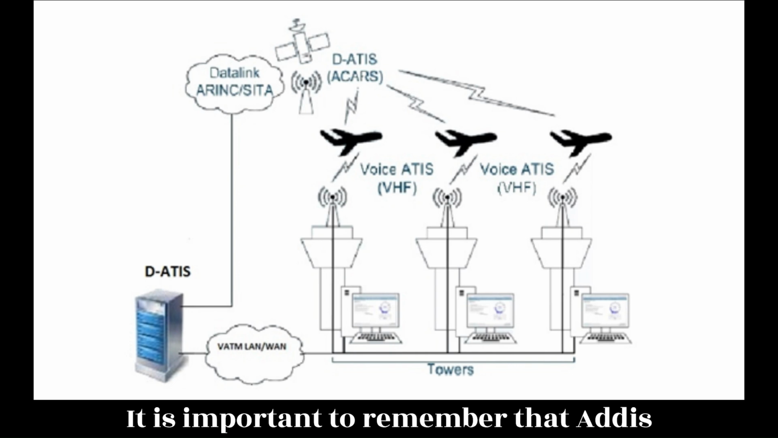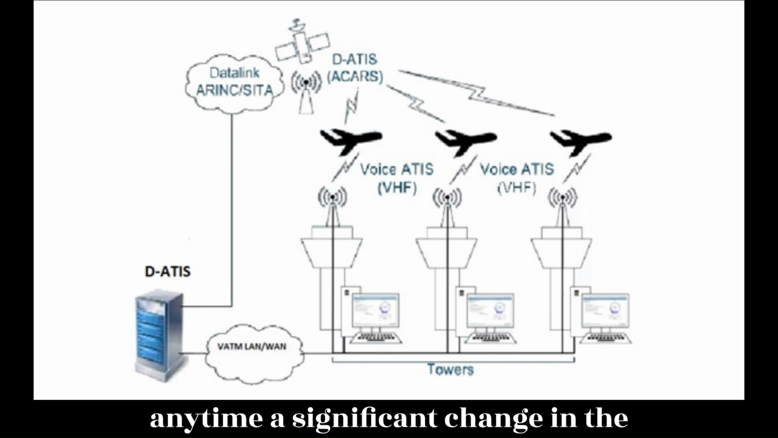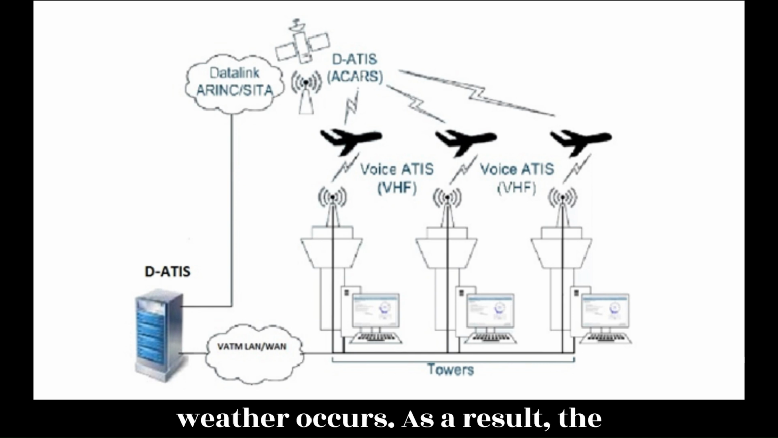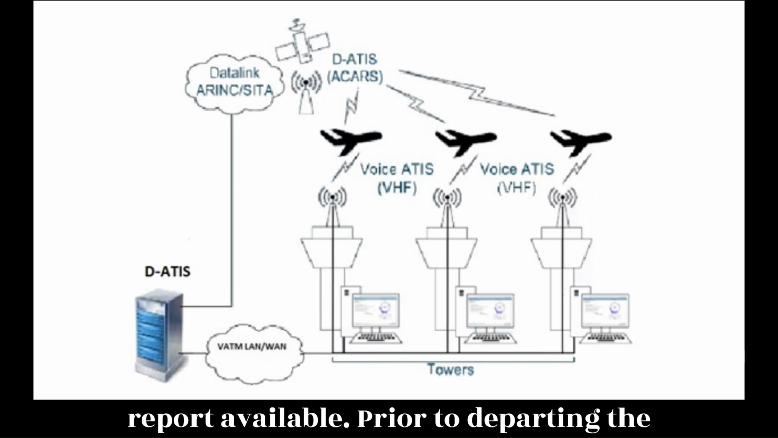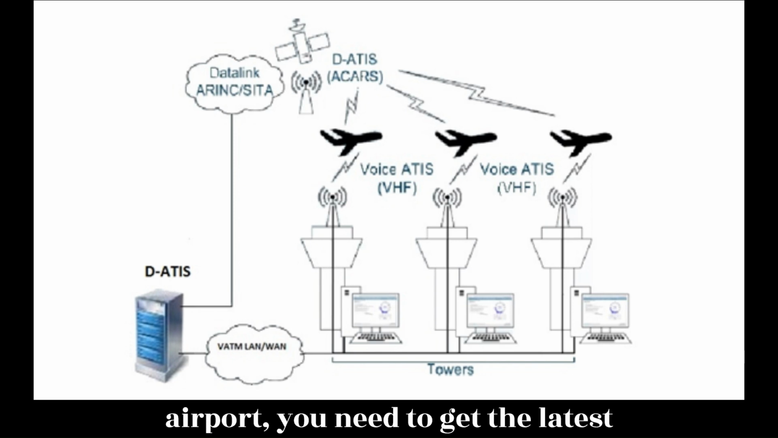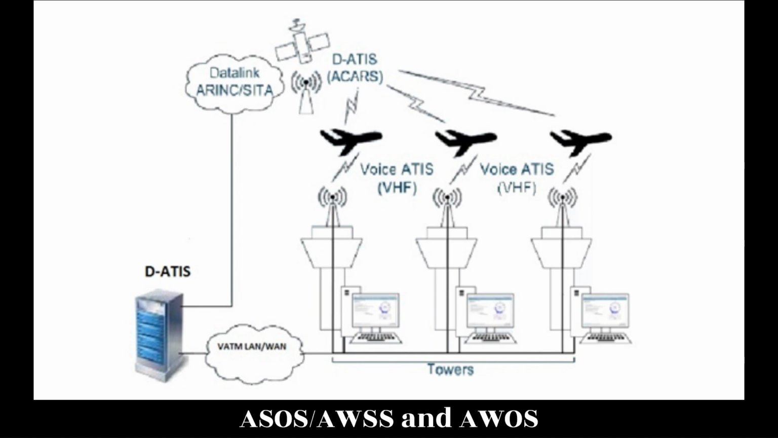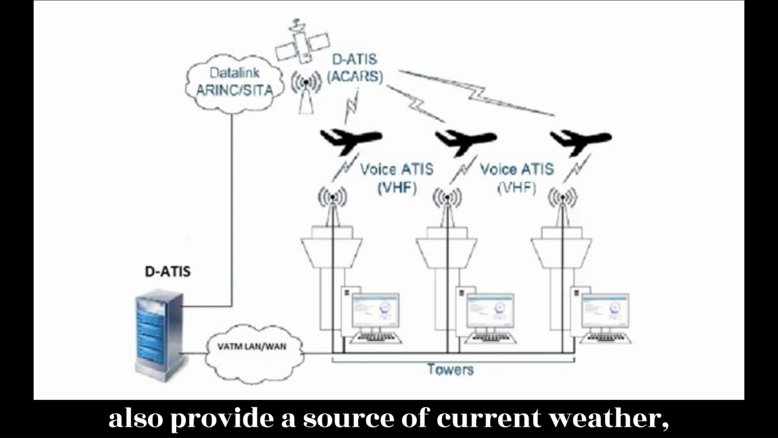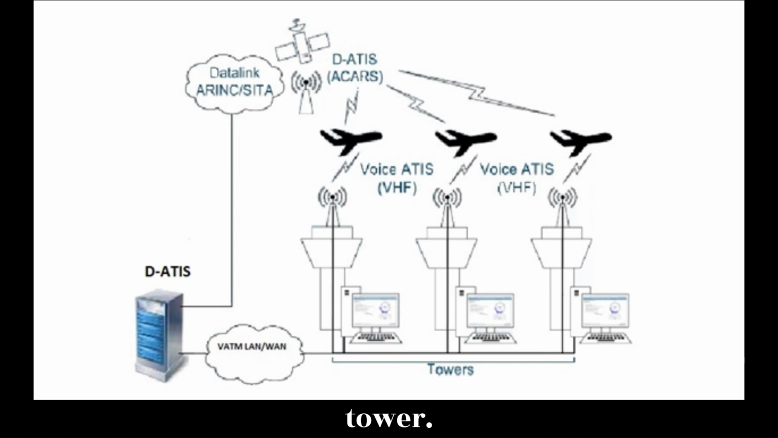It is important to remember that ATIS information is updated hourly and anytime a significant change in the weather occurs. As a result, the information is not the most current report available. Prior to departing the airport, you need to get the latest weather information from the tower. ASOS/AWSS and AWOS also provide a source of current weather, but their information should not be substituted for weather reports from the tower.